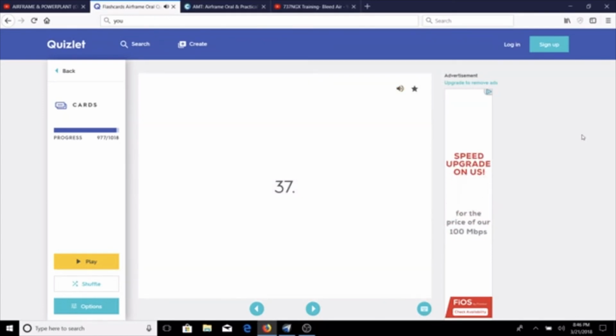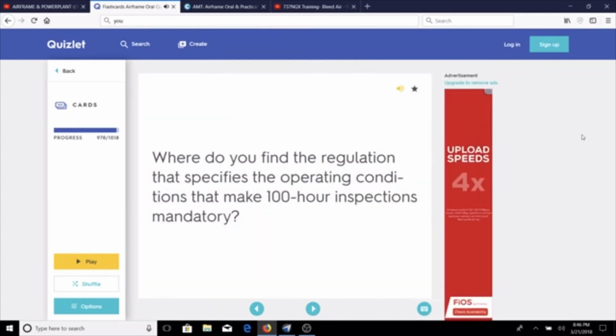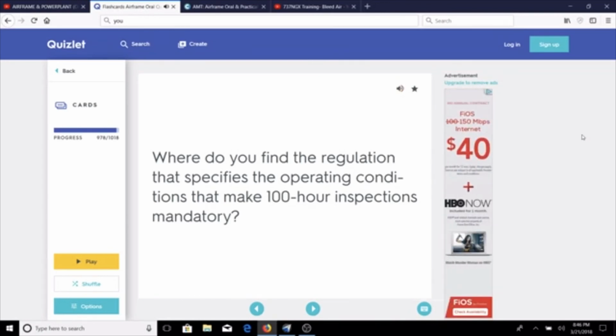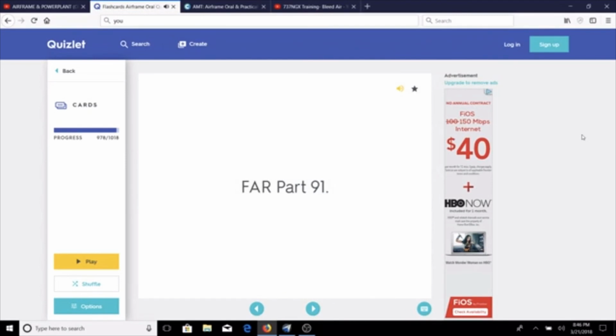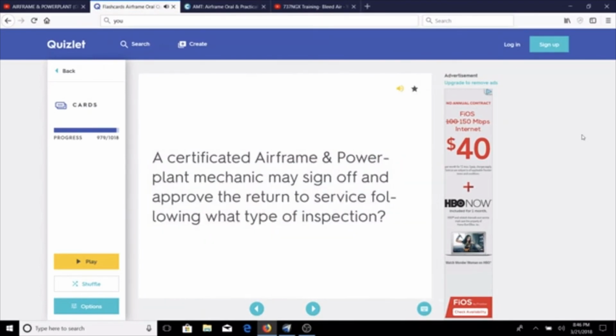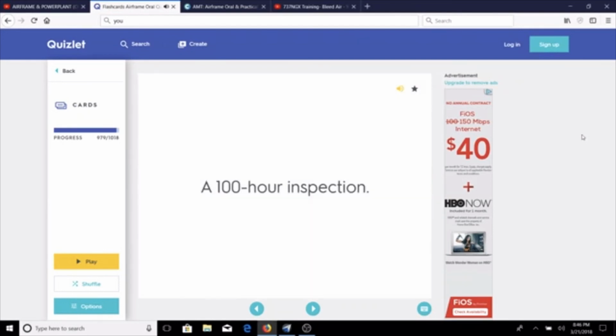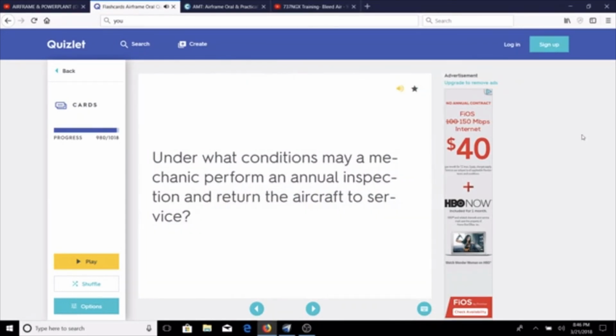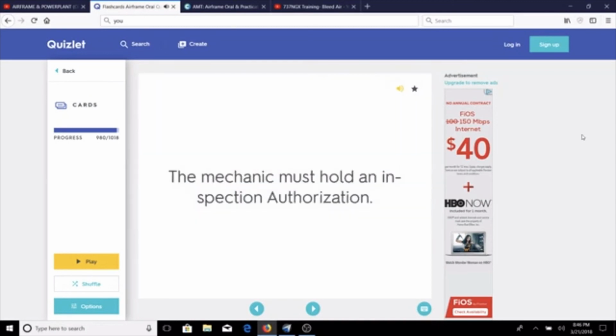37. Where do you find the regulation that specifies the operating conditions that make 100-hour inspections mandatory? FAR Part 91. A certificated airframe and power plant mechanic may sign off and approve the return to service following what type of inspection? A 100-hour inspection. Under what conditions may a mechanic perform an annual inspection and return the aircraft to service? The mechanic must hold an inspection authorization.